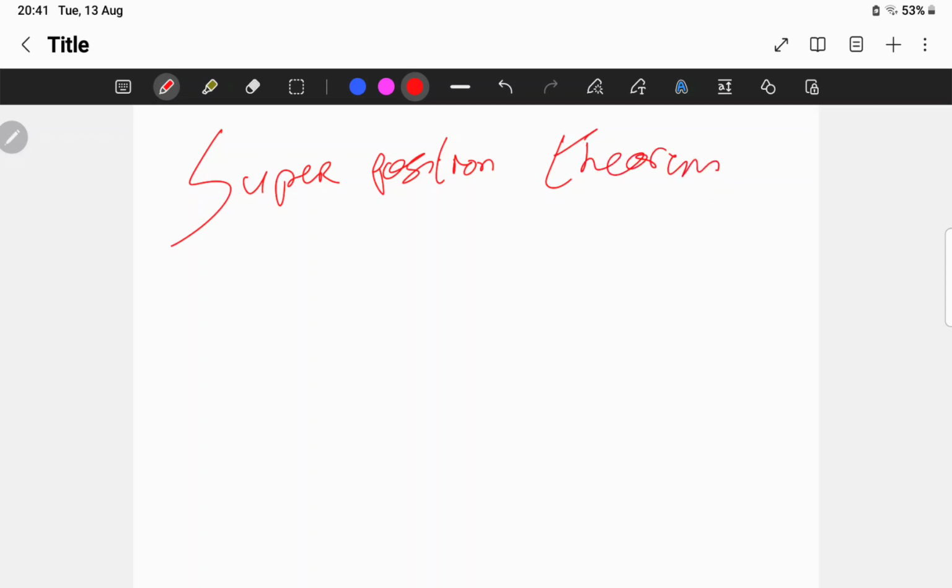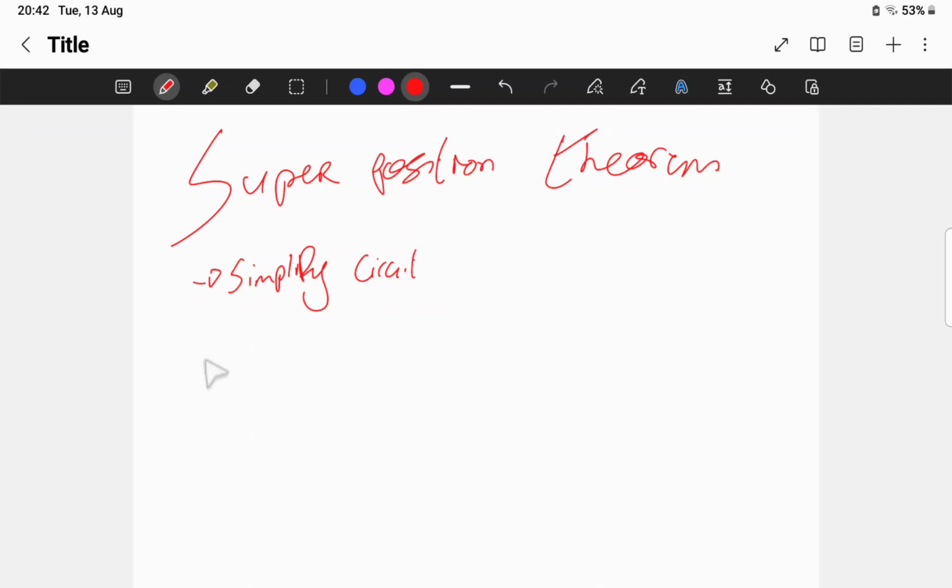In today's class, we will be looking at superposition. So, superposition theorem, right? Basically, what you want to do for the superposition theorem is first simplify the circuit, right? So let's look at a quick example.